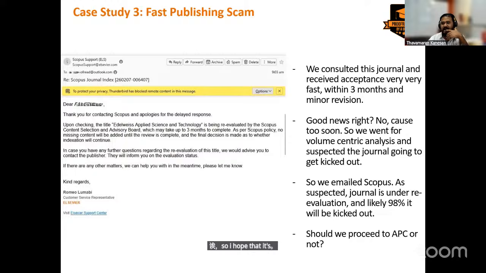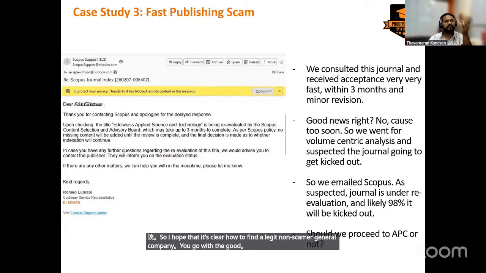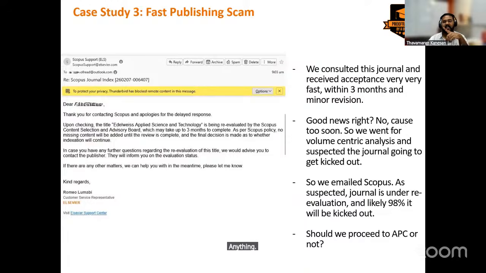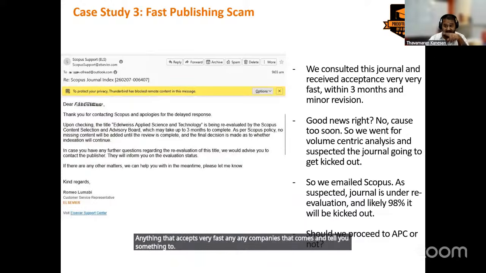How to find a legit non-scammer journal company? You go with the good ones. You go with Elsevier, Taylor & Francis, Wiley, known publishers. How do you know which one is the predator journal? Anything that accepts very fast, any company that comes and tells you to submit to this journal because they're very fast.